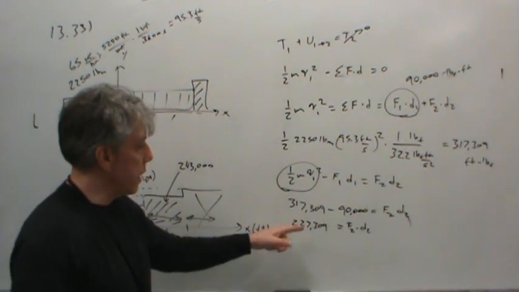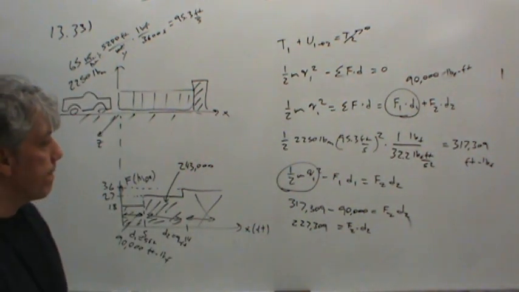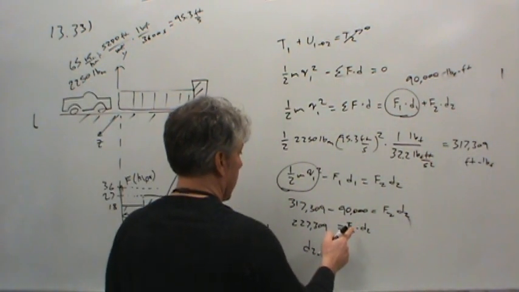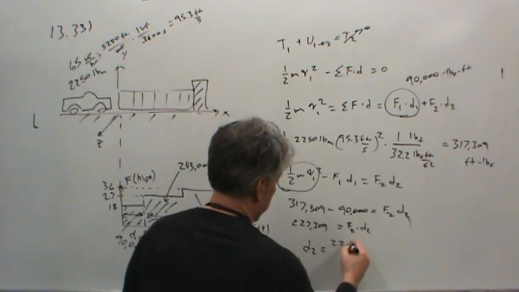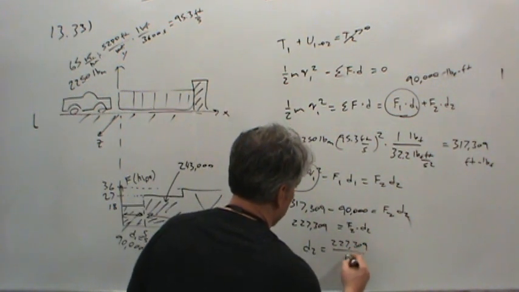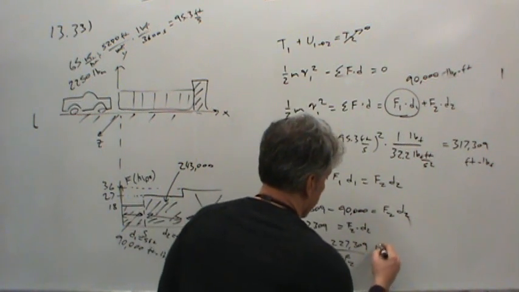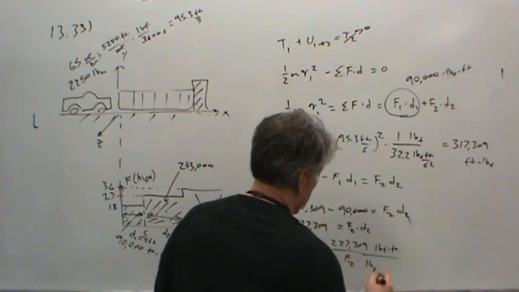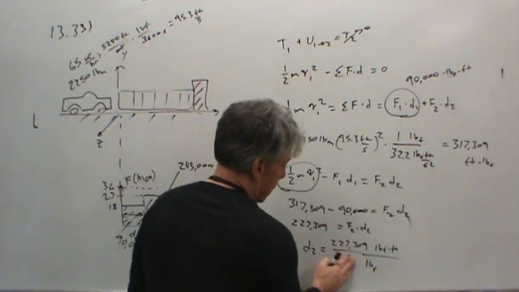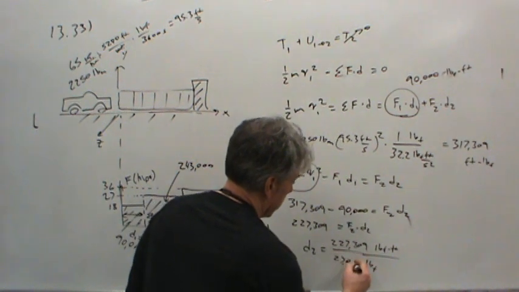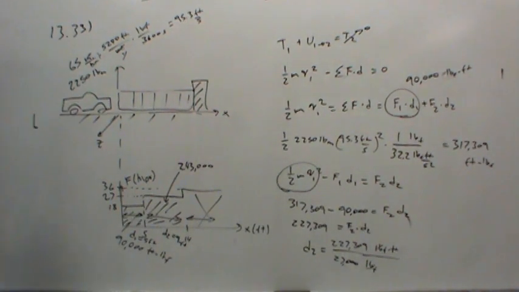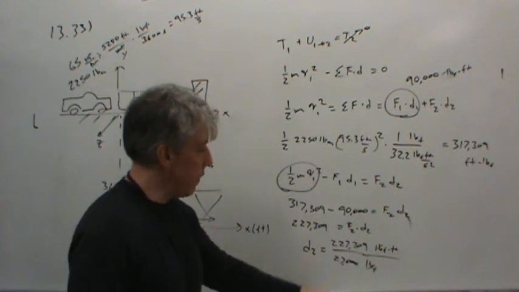You take away 100,000, add back in 10. Okay. So D2 must be simply 227,309 over F2. Now let's be careful. These are pounds force feet, and F2 is pounds force. In fact, F2 is 27,000 pounds force. So that's how many feet into the second section of barrels the car ends up going. So I need 227,309 divided by 27,000.